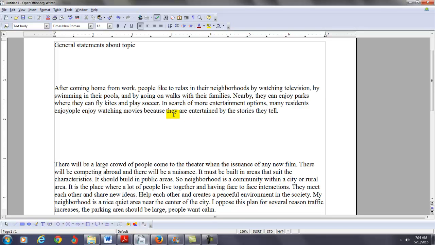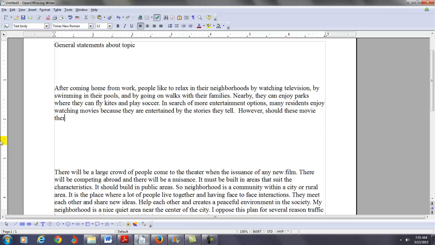So now we're going to take your idea here. So we have nearby they can enjoy parks where they can fly kites and play soccer. Then I have to tie this to the previous sentence. I can say in search of more entertainment options, many residents enjoy watching movies because they are entertained by the stories they tell. However, should these movie theaters be located close to neighborhoods? Then we'll have a counter argument. How about that?